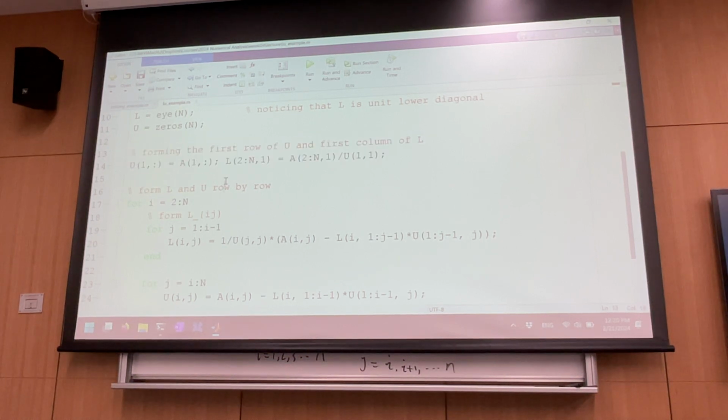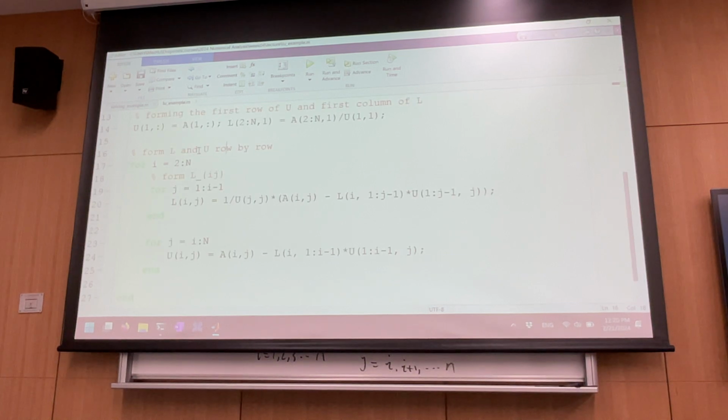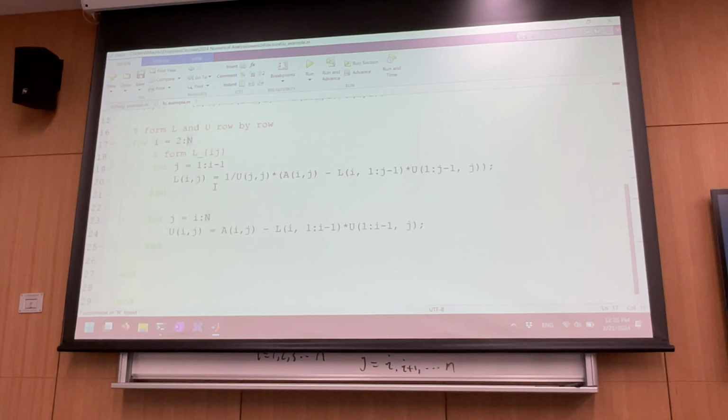After constructing that, I can start to form L and U row by row. And here the row number is this I. So I'm starting from the second row and going all the way to the nth row. During this formation, I'm just following the rule listed on the whiteboard.